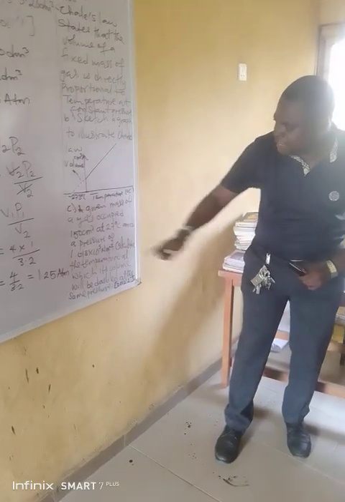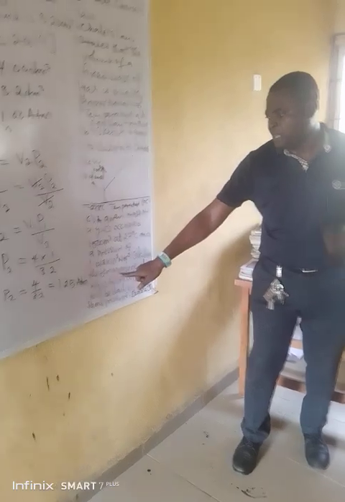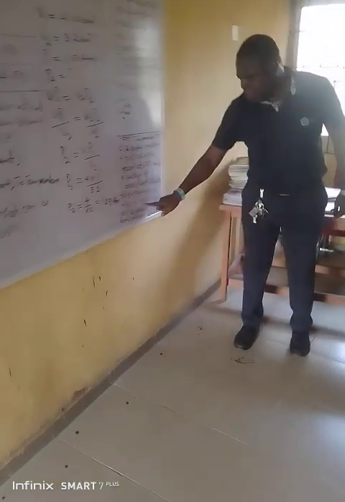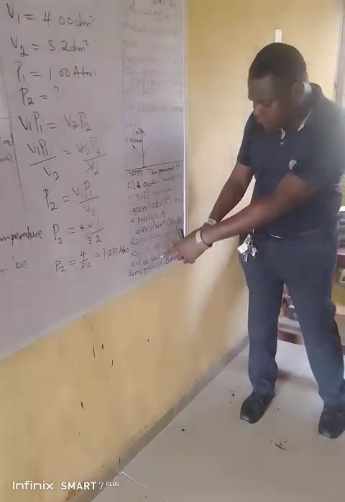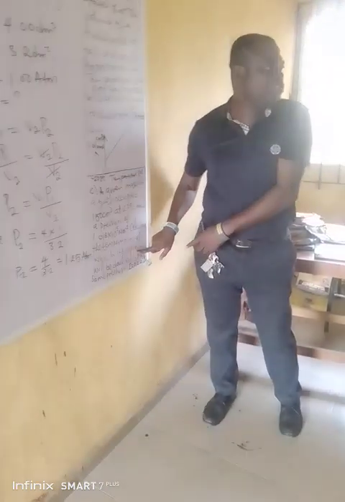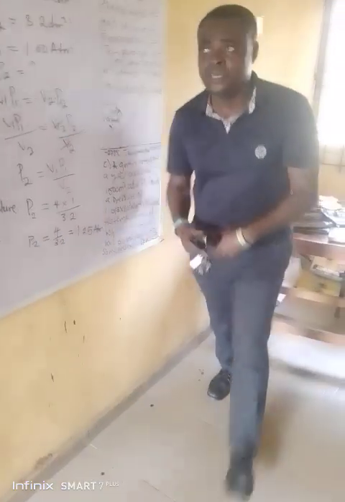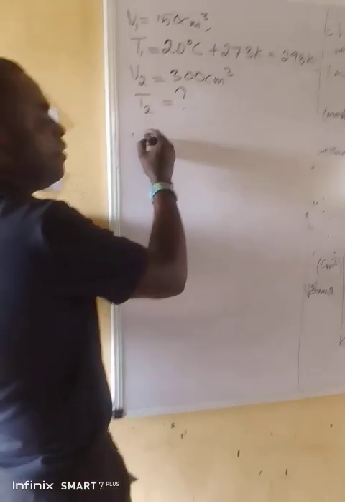Now what did they say? Calculate the temperature. That is the second temperature apart from this temperature. So our T2 is unknown. It is the temperature at which the volume is doubled. What was the volume before? 150. What is the double of 150? So the volume is no longer 150. It's now 300. So our V2 is 300 centimeter cube.